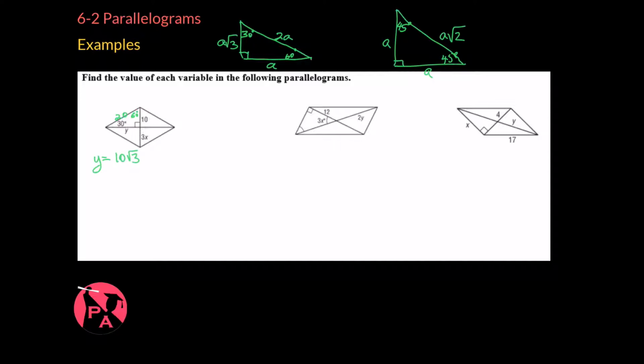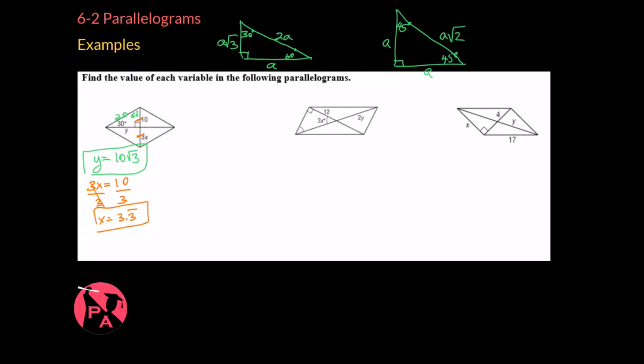So x is easier than this because it is part of the diagonal. 10 and 3x is cut by this diagonal, and it cuts it in half. That means the measures of 10 and 3x are congruent. So 3x is equal to 10. To figure out 1x, we divide each side by 3, and then we get 3.3 repeating. Here's the measure of x, and this is the measure of y.